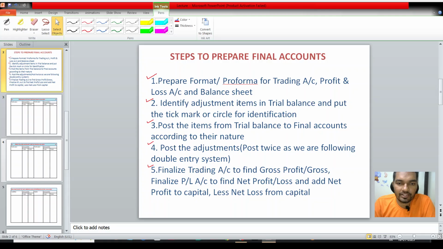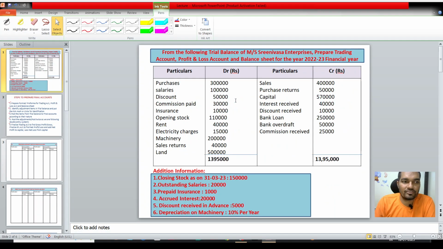Coming to the second step, we need to identify the adjustment items in the trial balance and put the tick mark for those adjustments. So let us identify those adjustments. The first adjustment is closing stock. Closing stock as on 31st March 2023.